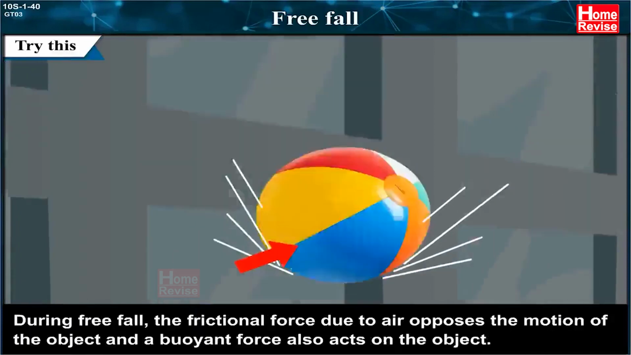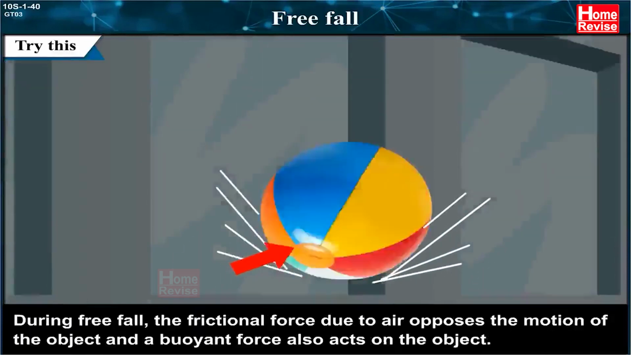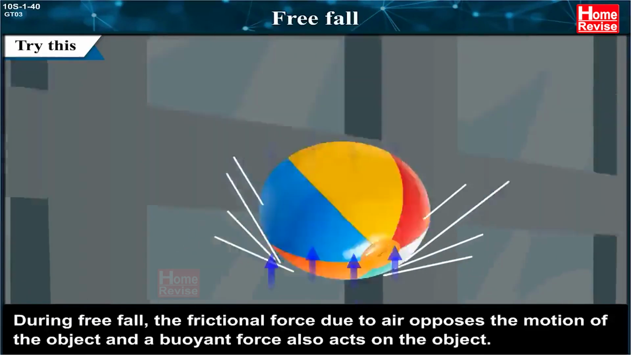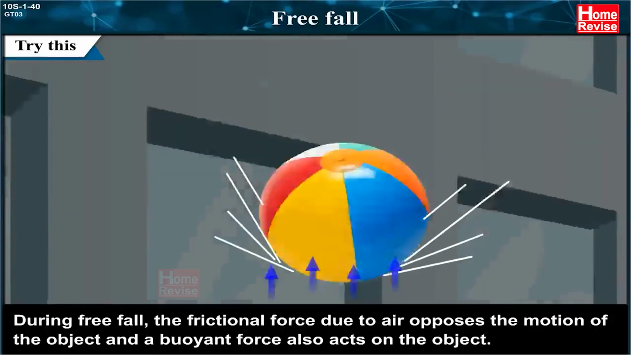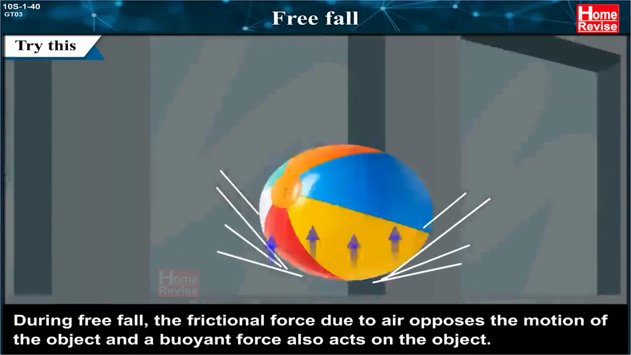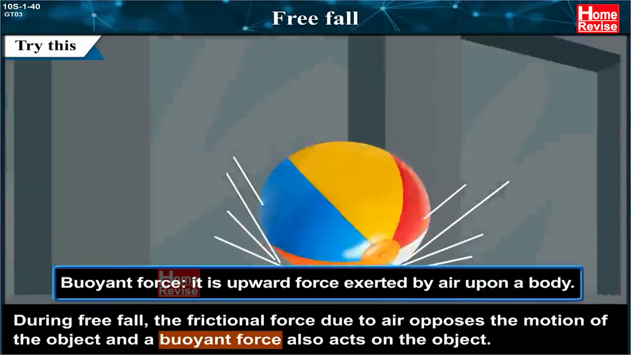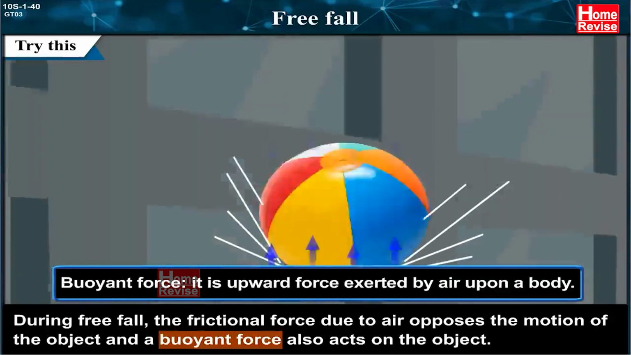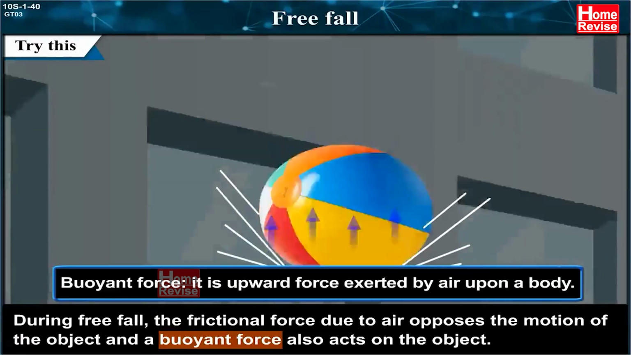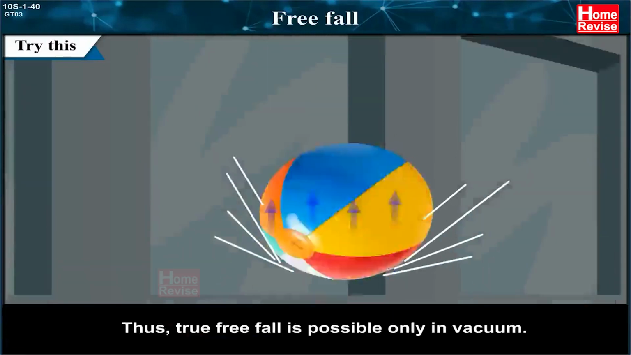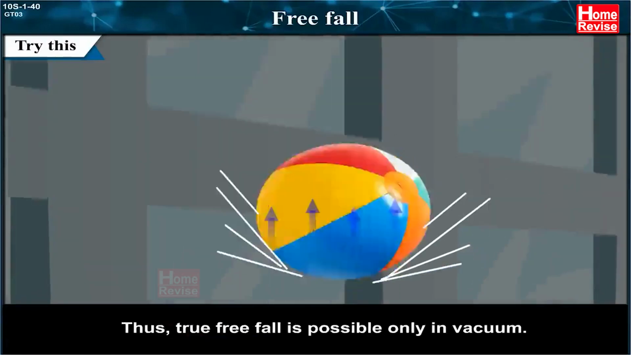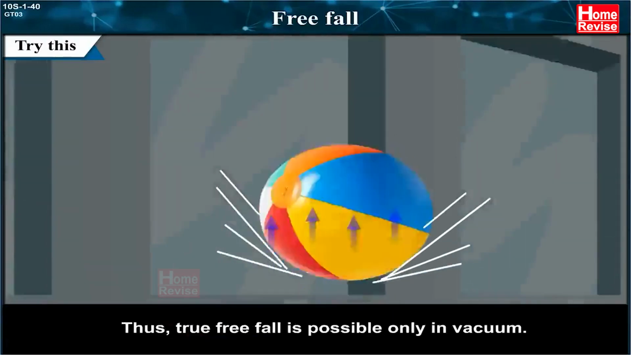During free fall, the frictional force due to air opposes the motion of the object, and a buoyant force also acts on the object. Buoyant force. It is upward force exerted by air upon a body. Thus, true free fall is possible only in vacuum.